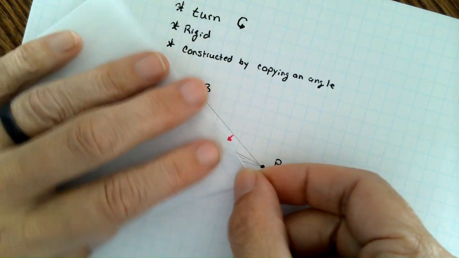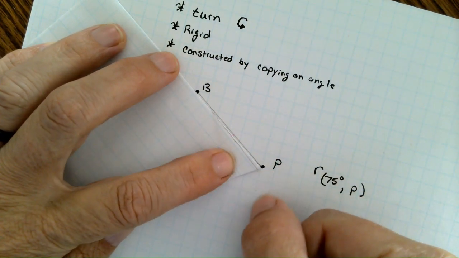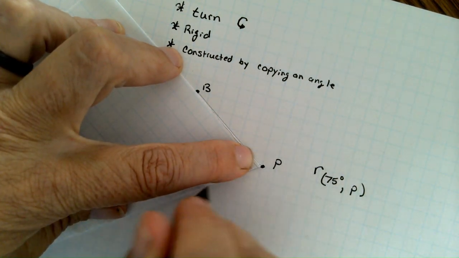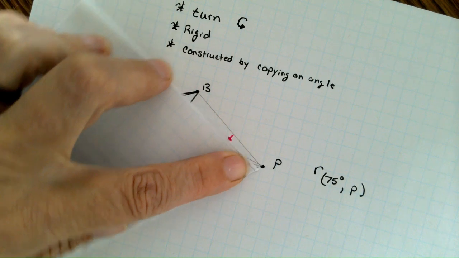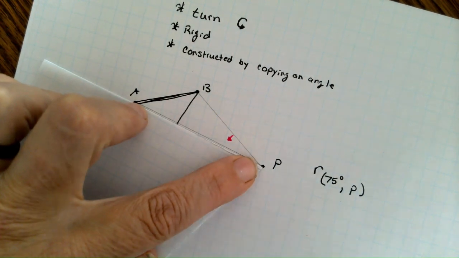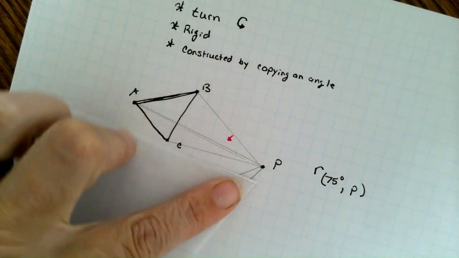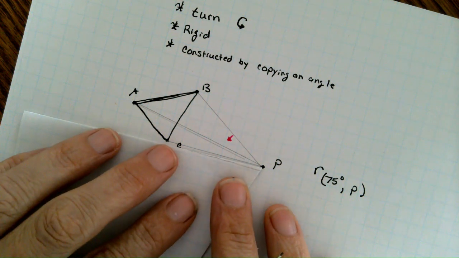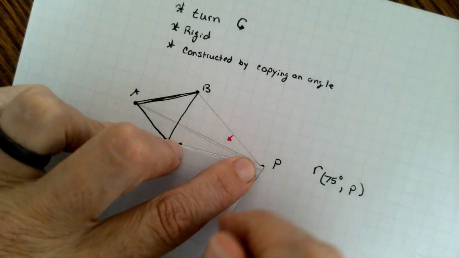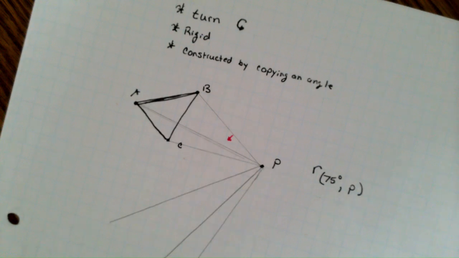Now we need to go from P 75 degrees down, right? And I'm going to draw that new line. Then from PA, 75 degrees down. And from PC, we need 75 degrees down. So I like folding a piece of paper because then I don't have to remeasure it 3 times.